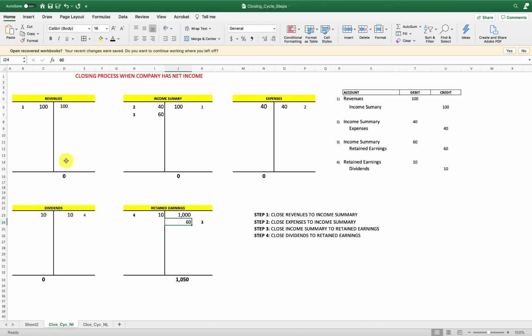So this is the closing process when a company has net income, and that's it. The steps are the same. You're going to debit revenue, credit income summary. You're going to debit income summary, credit expenses. You're going to debit income summary, credit retained earnings. You're going to debit retained earnings and credit dividends, right? And at the end of this process, all revenue, expenses, and income summary are 0, and dividends are also 0, and everything is sitting in retained earnings. So you're basically taking all your temporary accounts, smashing them together, and moving it to retained earnings.